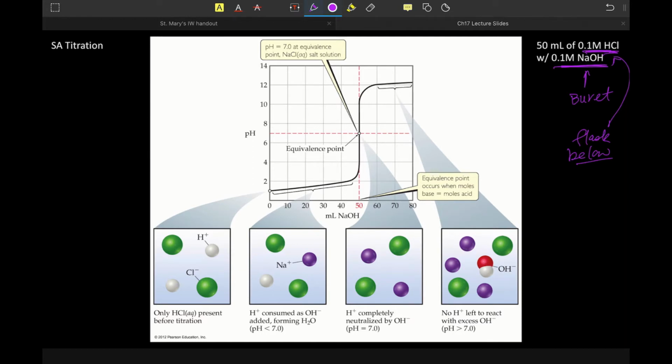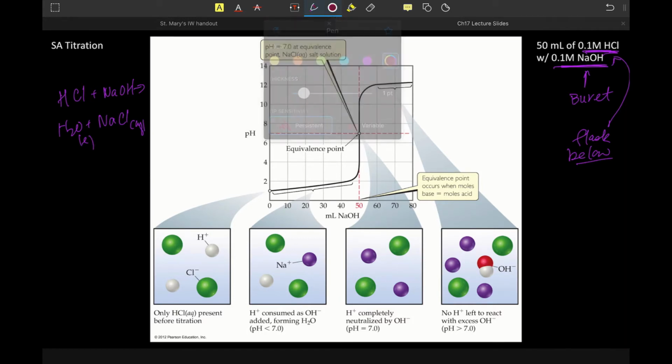Okay, so it's also important that we have a reaction because that's always important to look at. So if we have HCl plus NaOH, clearly that's going to make H2O and NaCl. We understand this will be aqueous, this will be a liquid, and we're good to go. So let's go ahead and identify the important parts here.